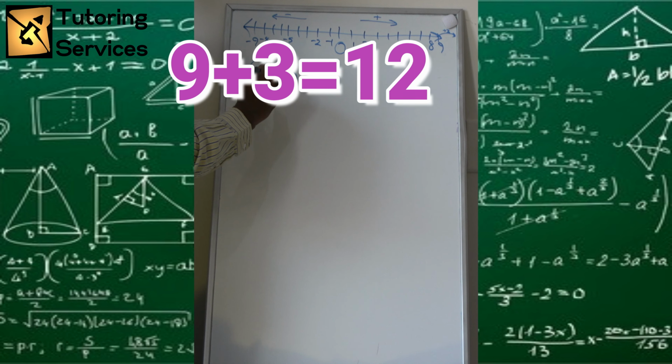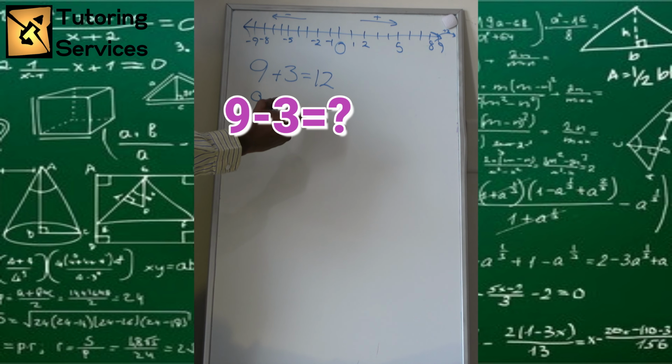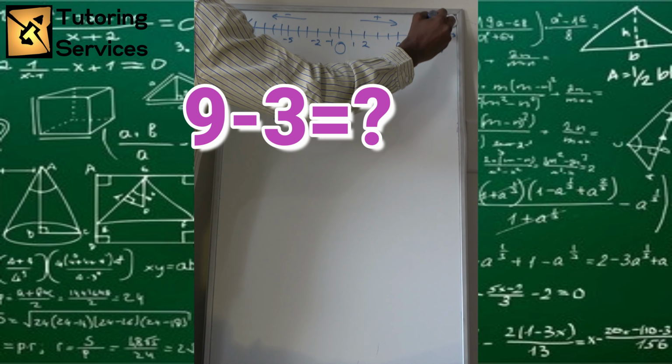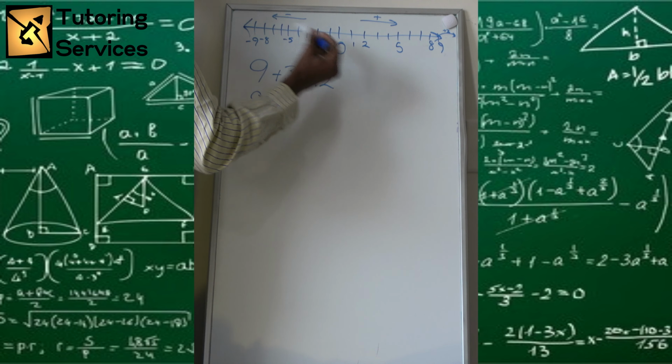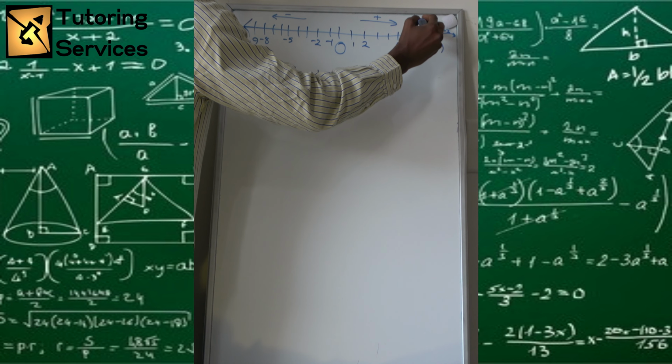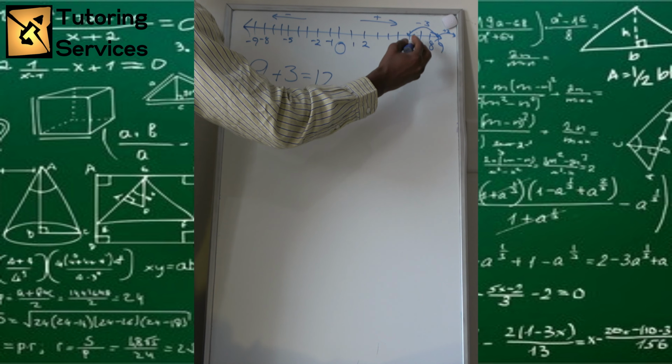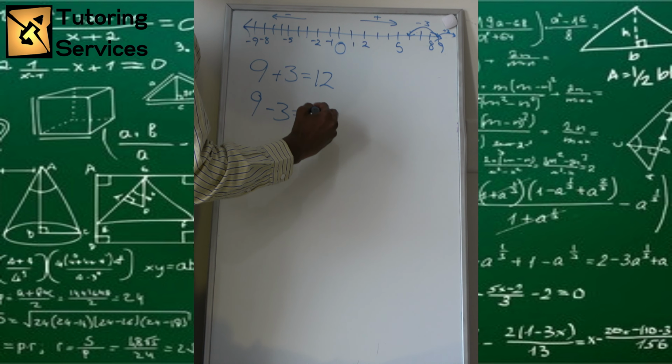What about 9 minus 3? This would be subtraction. So subtraction, we're just going in the negative direction in the same way. 1, 2, 3. 9 minus 3. And that brings us to 6.